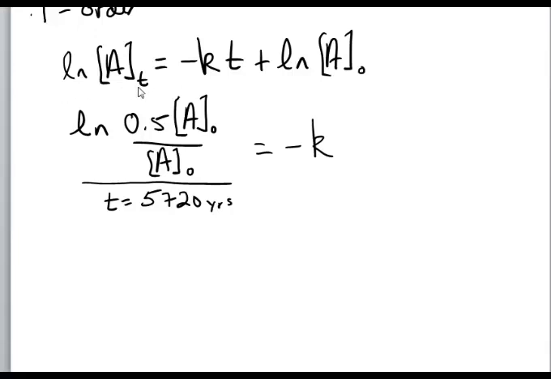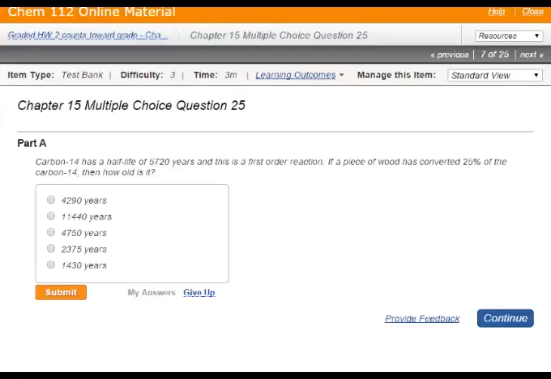Log of A at some time t is equal to minus kT plus the log of the initial concentration. I've just rearranged that now and put in the half-life. We want to find out what the rate constant is for a given half-life to go to half its initial concentration. So those are going to cancel out there, and we just take the log of 0.5, divide it by that half-life, and that gives us a value for k. Let me write that out, and then I'll write out the next step as well.